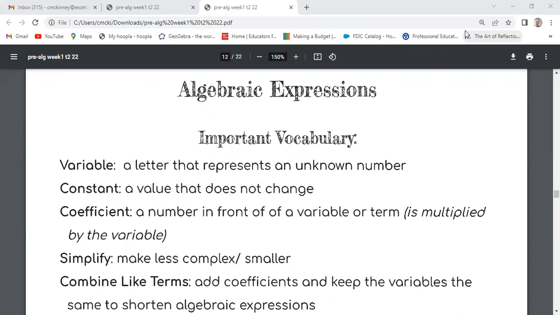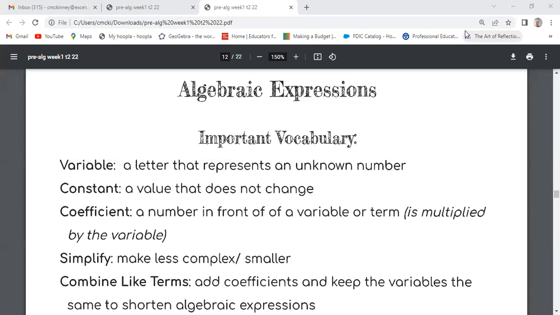So a variable, in our case, we will use letters that represent unknown numbers. We're going to use the normal English alphabet, but please keep in mind that it could be Greek letters, it could be some other symbol, but it's just something that represents some unknown number. We'll stick to letters that you're probably accustomed to seeing.